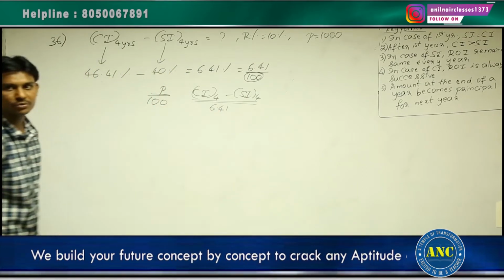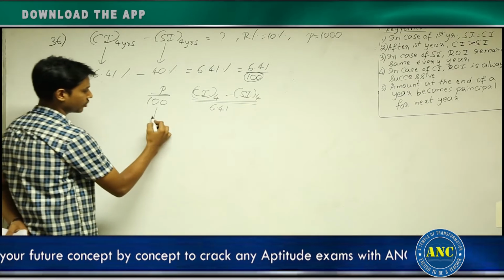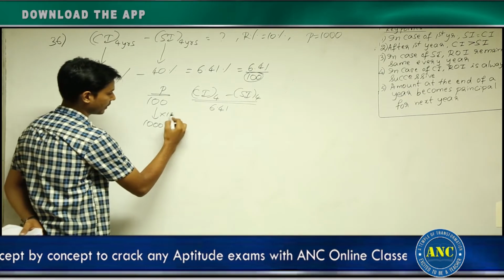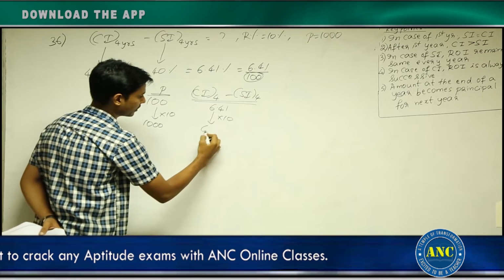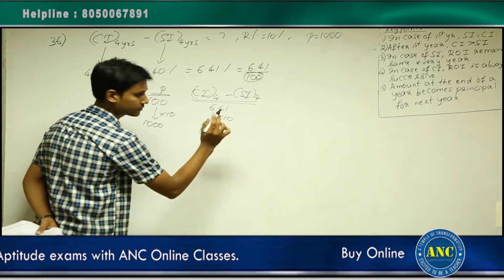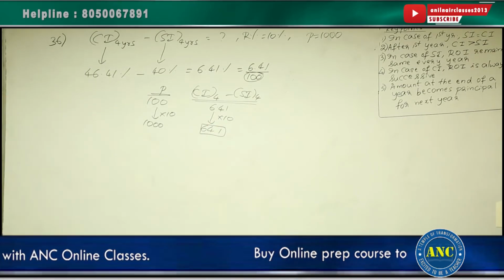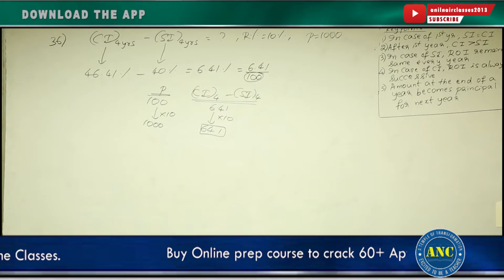How much am I taking from you? 1000 rupees. 100 should become 1000, so multiply by 10. Here also multiply by 10. The answer is 64.1. Sir, but it's not working when you are taking like 10% for 4 years, 20% for 2 times.